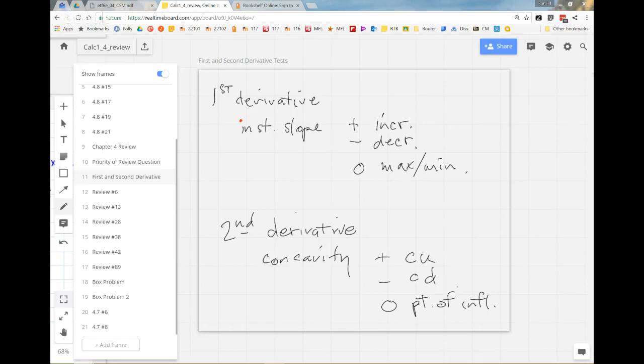So anyway, the second derivative test is used whenever you're asked for intervals of concavity. So when you find the second derivative, the sign tells you whether it's concave up or concave down. A positive sign, concave up. A negative sign, concave down. A zero tells you we have a point of inflection. And so if you're asked to find out anything about the concavity of a graph, that's when you use the second derivative test.